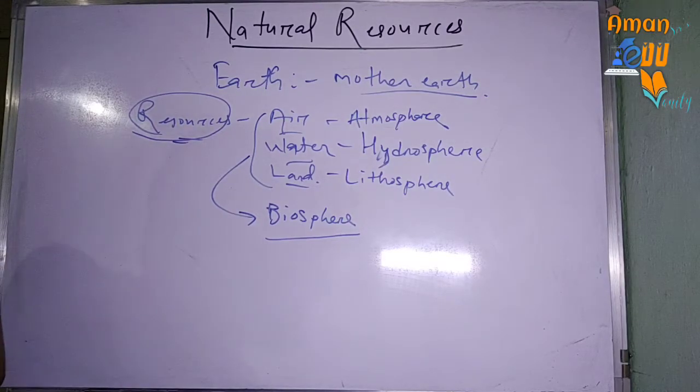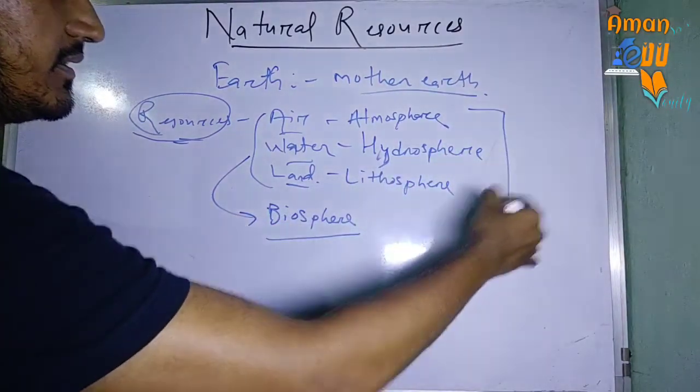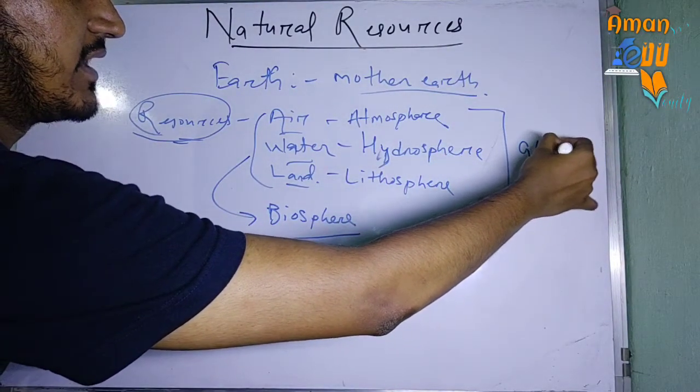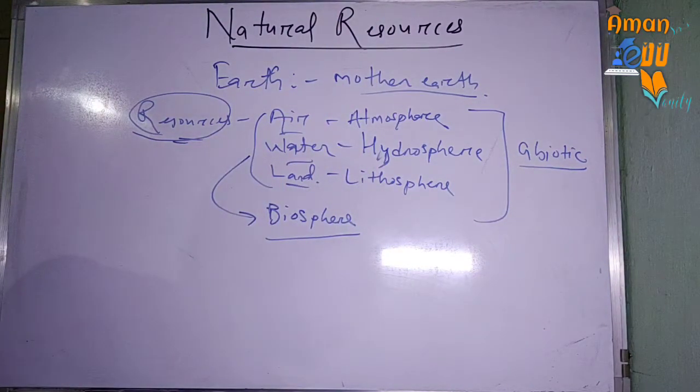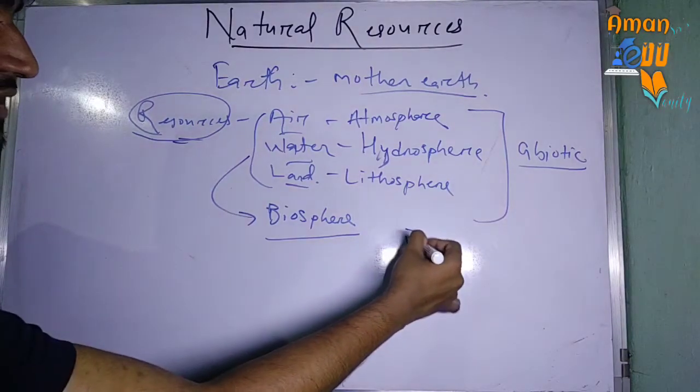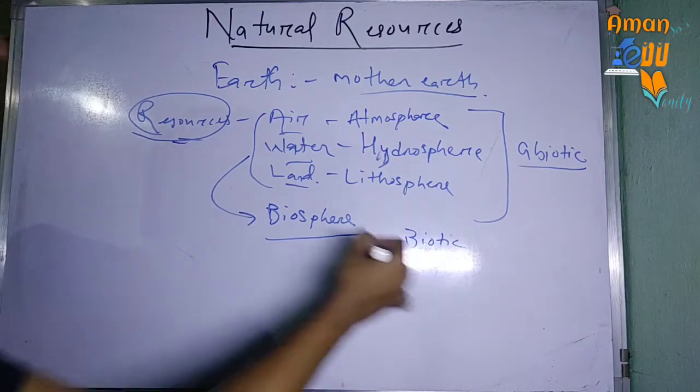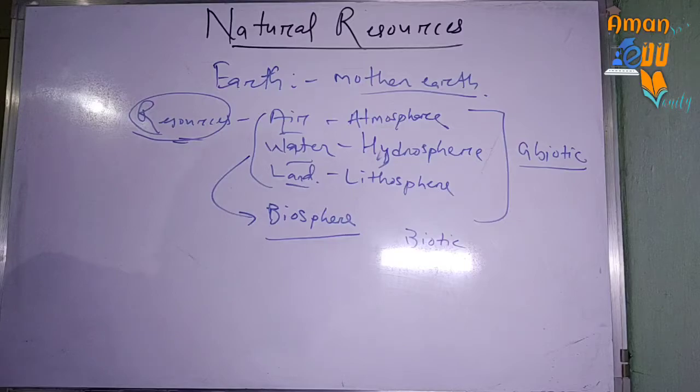Okay, now these 3 resources form the non-living part of the earth. Non-living is also called abiotic. So these are the abiotic parts of our environment, and there are also the living parts which are called the biotic parts. The terms used are abiotic and biotic. Abiotic means the non-living parts, and biotic means the living parts of the biosphere, like the plants and the animals. All those come under the biotic part.